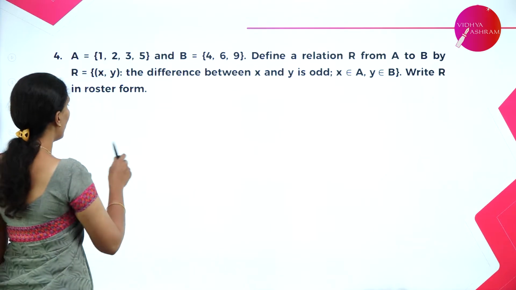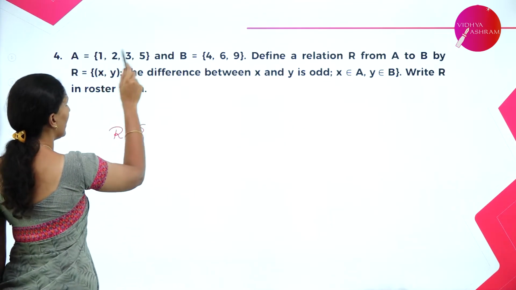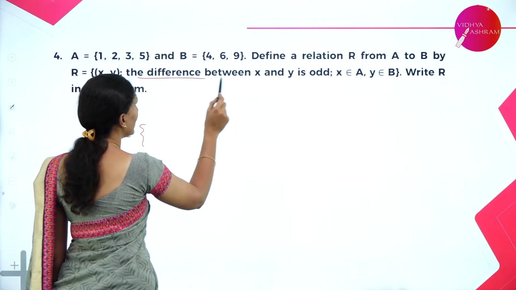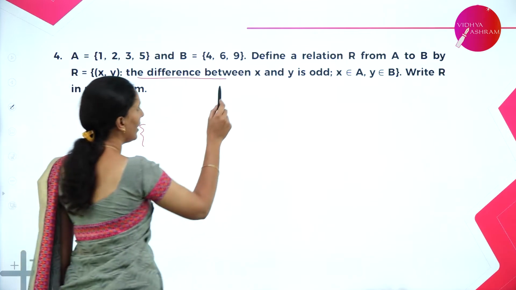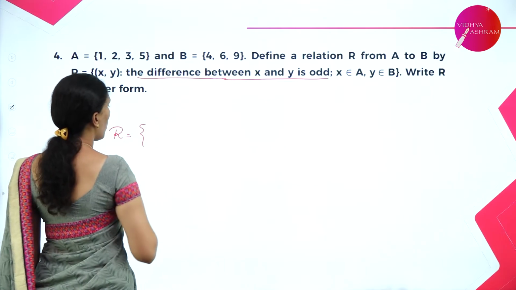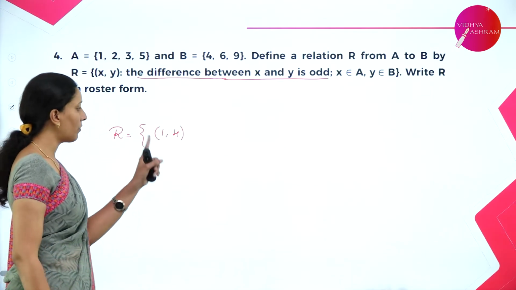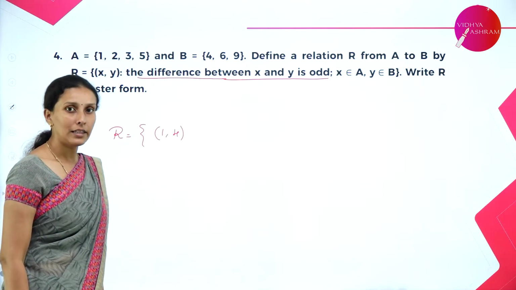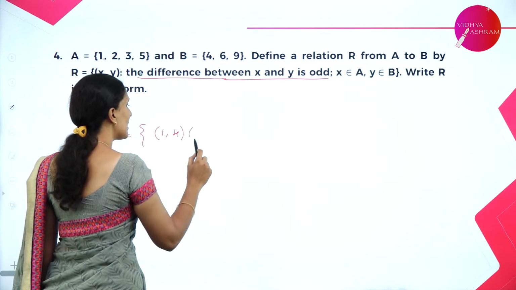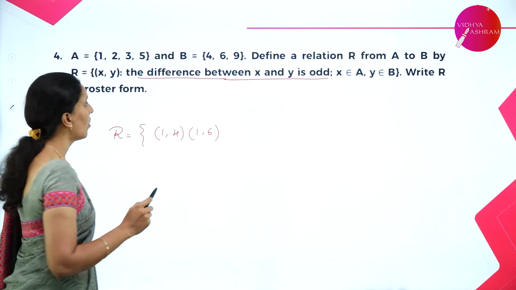So how is the relation set defined here? Suppose you take x from A and y from B, and if you take the difference between x and y, that should be odd. Now let me take 1 with 4. Can I write 1 comma 4? Yes, I can write it, because the difference between 1 and 4 is 3, which is an odd number. Now, can I write 1 comma 6? Yes, I can write 1 comma 6 because the difference between 1 and 6 is 5.